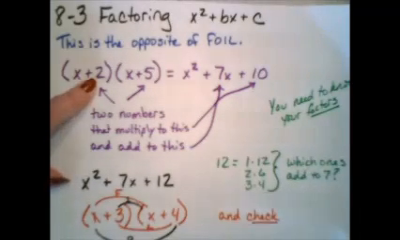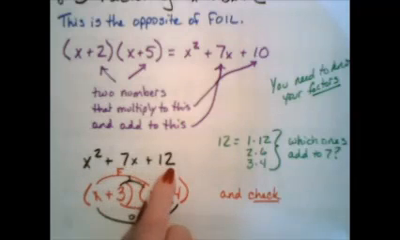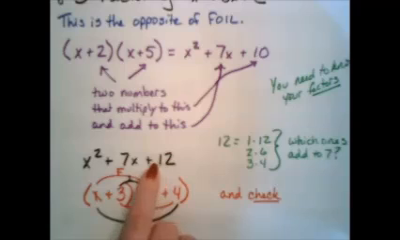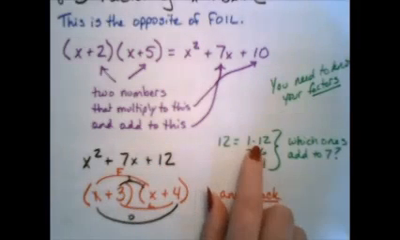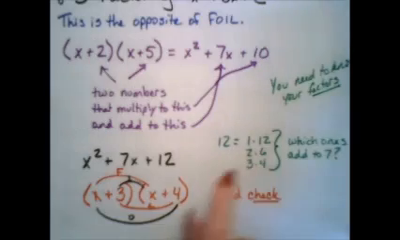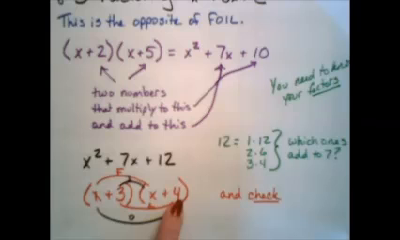So if we look at x squared plus 7x plus 12, we're looking for 2 numbers that multiply together to get 12, that add together to get 7. If we look at all the numbers that multiply together to make 12, these 2 also add together to make 7. So we're looking at one set of parentheses with a 3 and another set of parentheses with a 4.